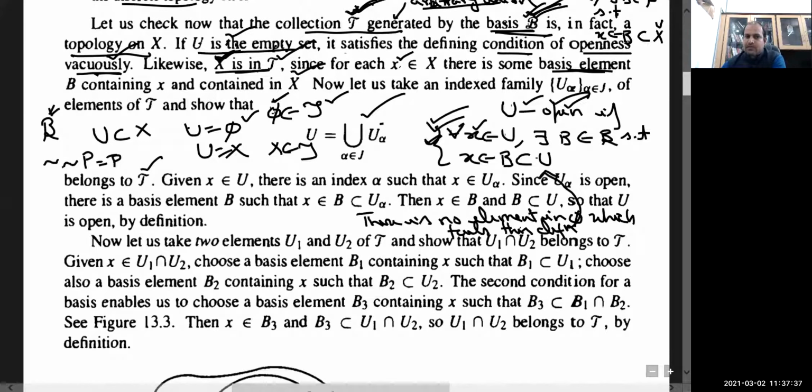So let us consider this indexed family U alpha, where alpha belongs to index set. Index set, I mean it can be countable, it can be uncountable. So since we don't know the nature, just write U alpha where alpha belongs to J, where each U alpha is open. Now let us take an indexed family U alpha of elements of T. U alpha is an element of T means each U alpha is open because they are elements of the topology T. Now we are interested in showing that not only the members of topology T, in fact their arbitrary union will be again a member of T. This is what the second condition for the topology.